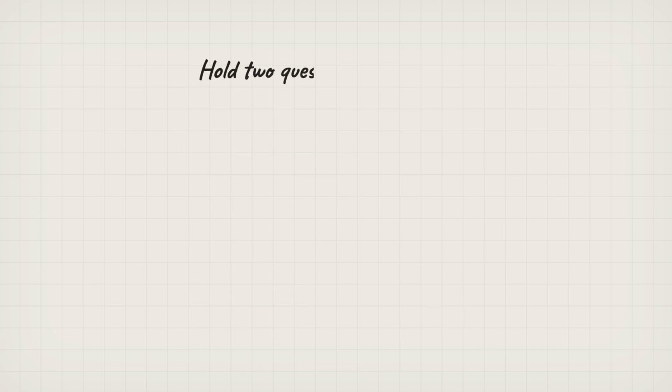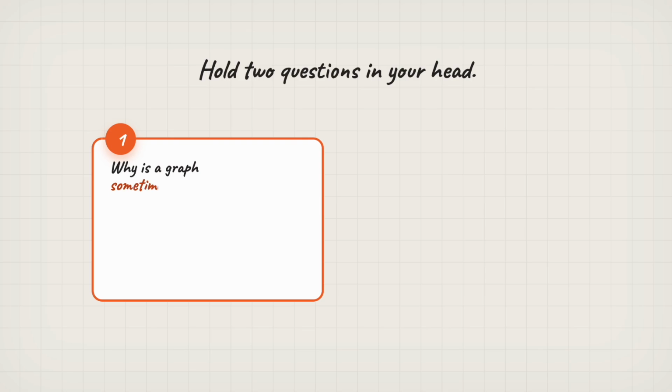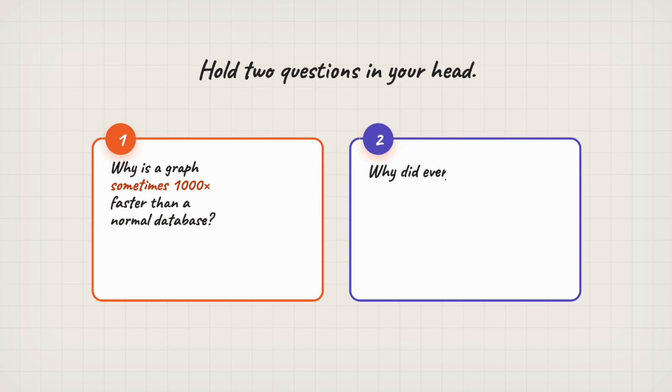Two questions I want you to hold in your head. One, why is a graph sometimes thousands of times faster than a normal database for the exact same question? And two, why did every AI team suddenly start talking about this in the last couple of years? I'm gonna answer both. Let's start.